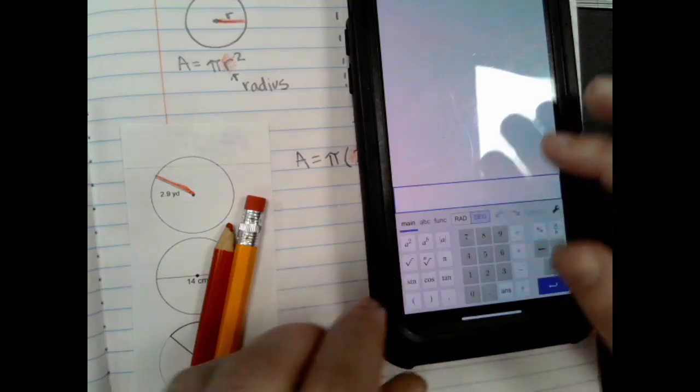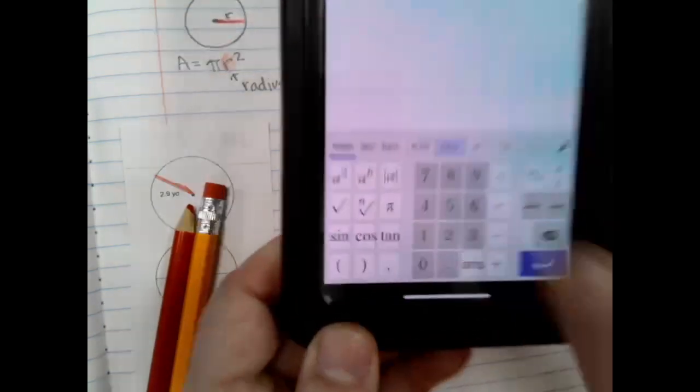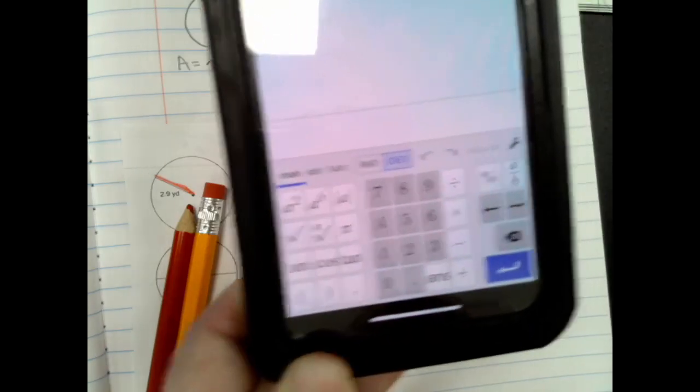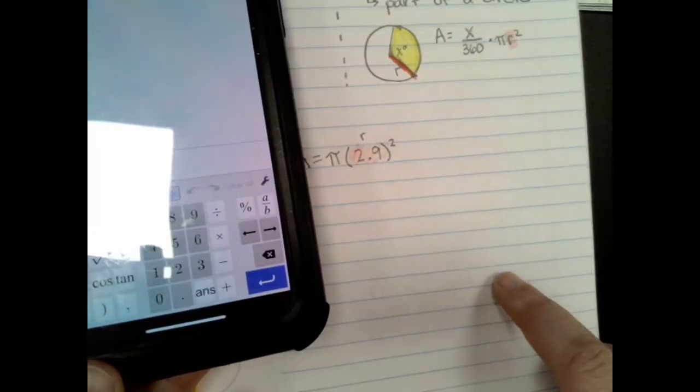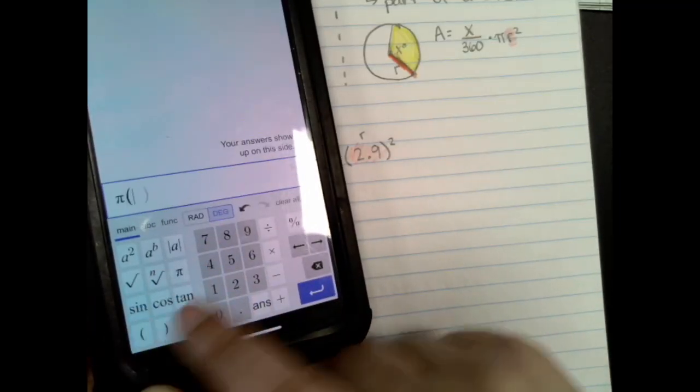Alright, so we're doing pi. Now, remember in Desmos there's an actual pi button. It's next to the 4. We're actually going to be using that pi button because pi is an irrational number. It goes on forever and ever and ever. Never ends, never repeats. It depends on what the number is.